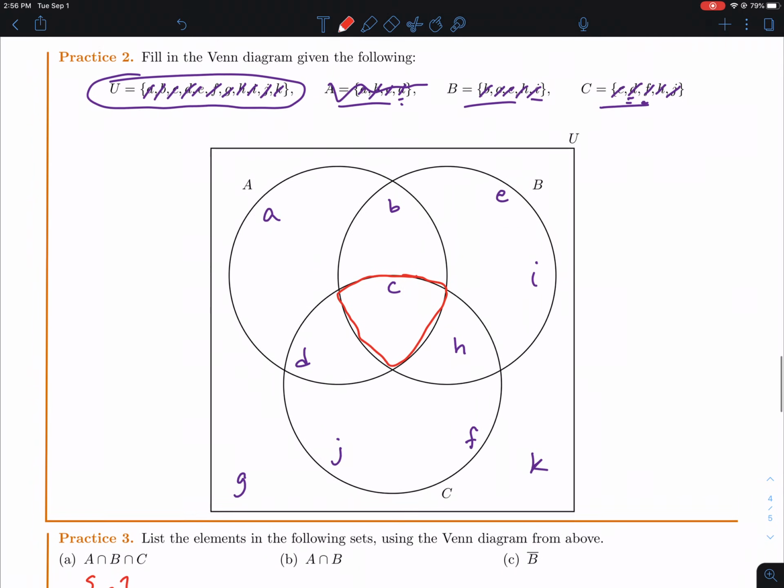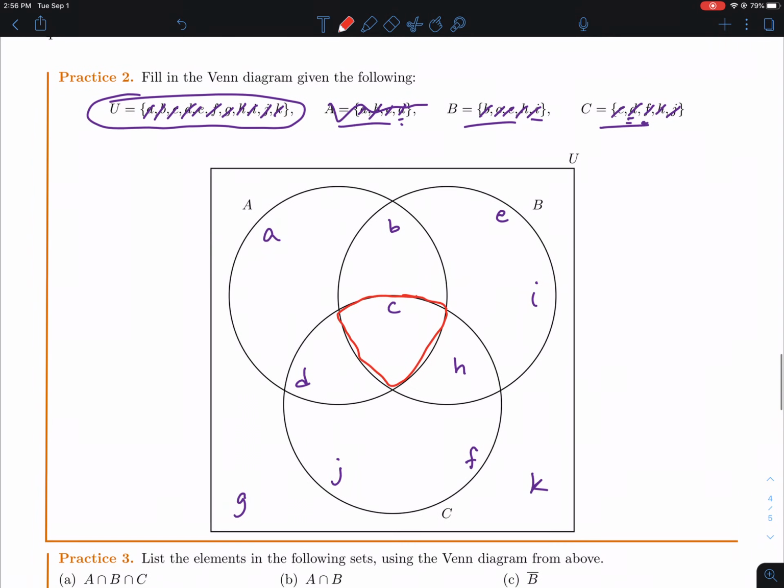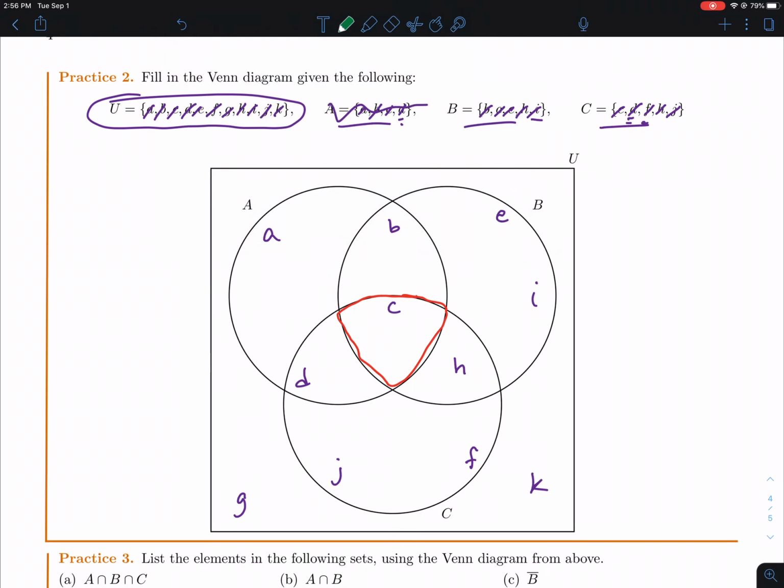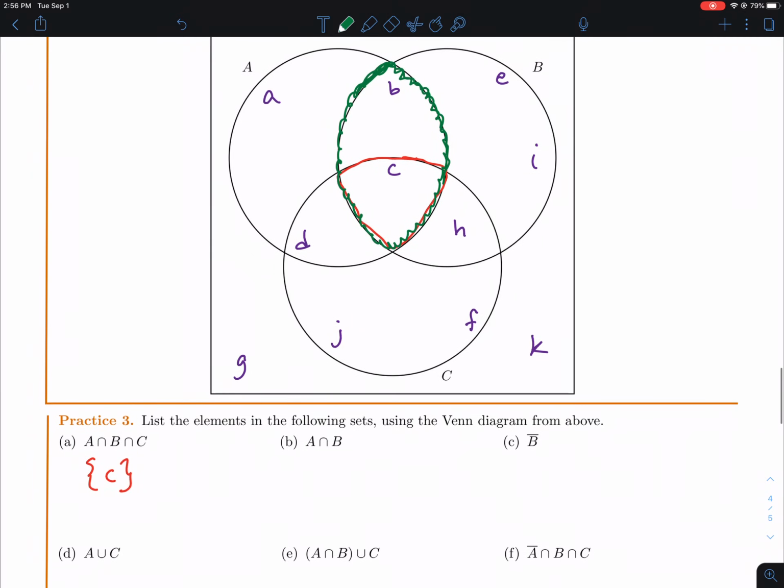Now let's look at A intersect B. A intersect B is again just the stuff that A and B have in common. In this case, it's this part, that little football shaped shape up in the top. And it looks like it contains just B and C.